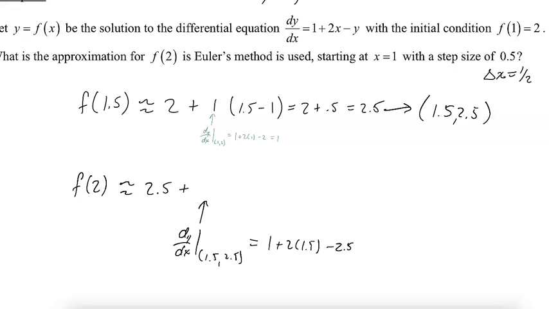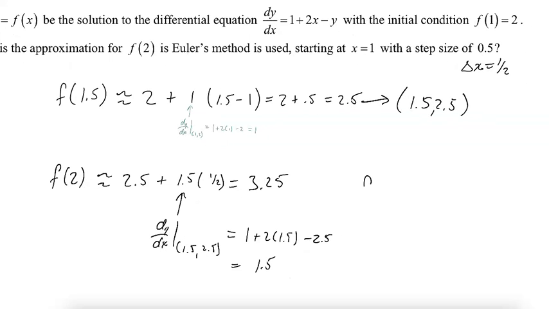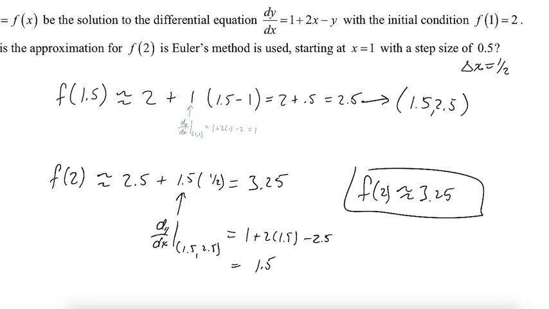minus y, which is 2.5, and that is equal to 1 plus 3 is 4, minus 2.5 is 1.5, so 1.5 times delta x, which is 1/2. Half of 1.50 is 0.75, plus 2.50 is 3.25. And that would be my estimation. So f of 2 is approximately 3.25 using those two steps.